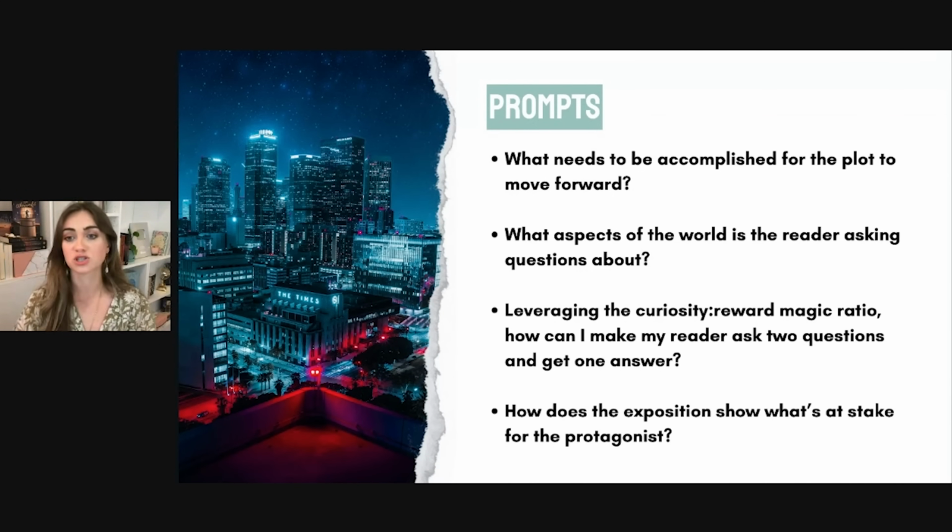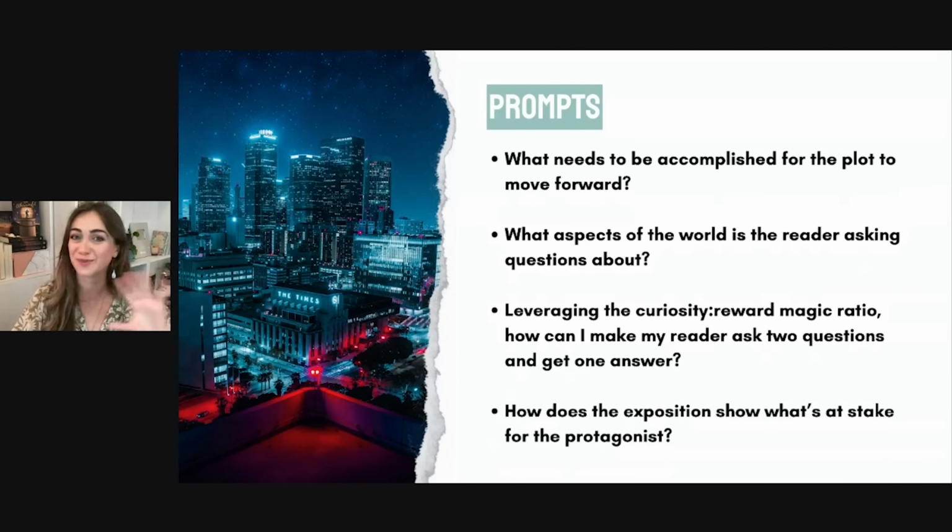Okay, so prompts, questions to ask yourself here. What needs to be accomplished for the plot to move forward? What aspects of the world is the reader asking questions about? Leveraging the curiosity reward magic ratio, how can I make my reader ask 2 questions and get 1 answer? How does the exposition show what's at stake for the protagonist? That's what matters the most.